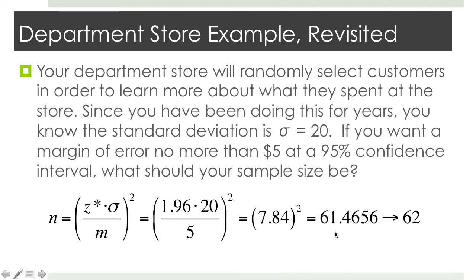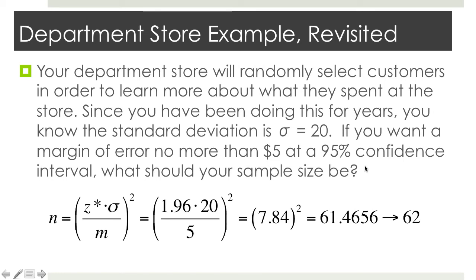61.4656. Of course, because this is not an integer, and to be safe and conservative, even though this is less than 5, we're going to go ahead and round up to 62 to guarantee that we get the margin of error no more than 5 at that particular confidence level. So if you're in the department store running this survey and you had these constraints in front of you, you would need to have at least 62 people take that survey, 62 random people to take that survey in order to get these criteria matched.